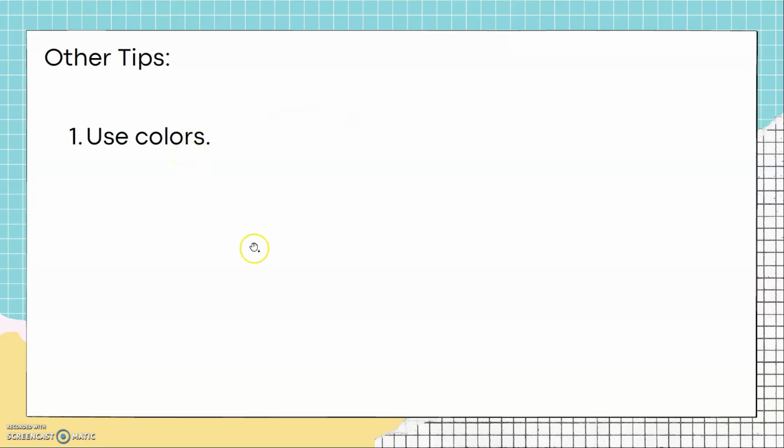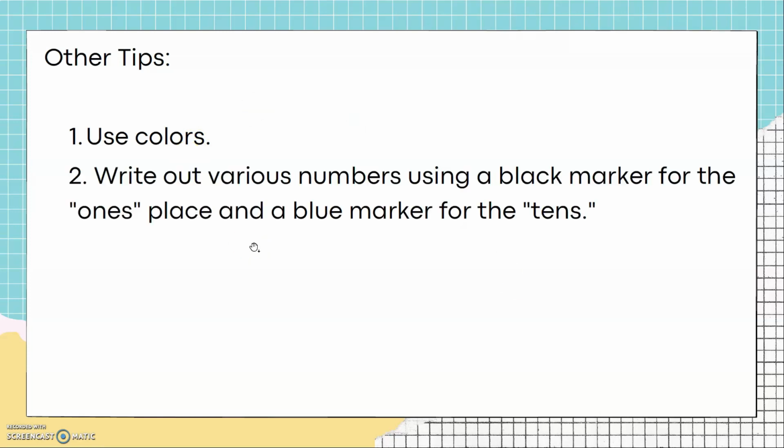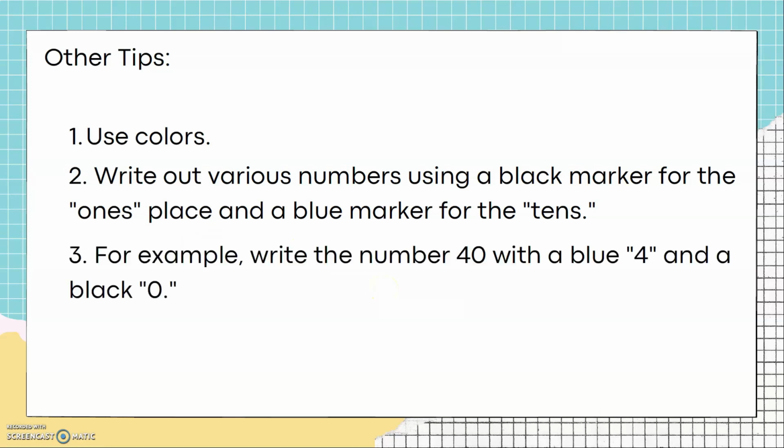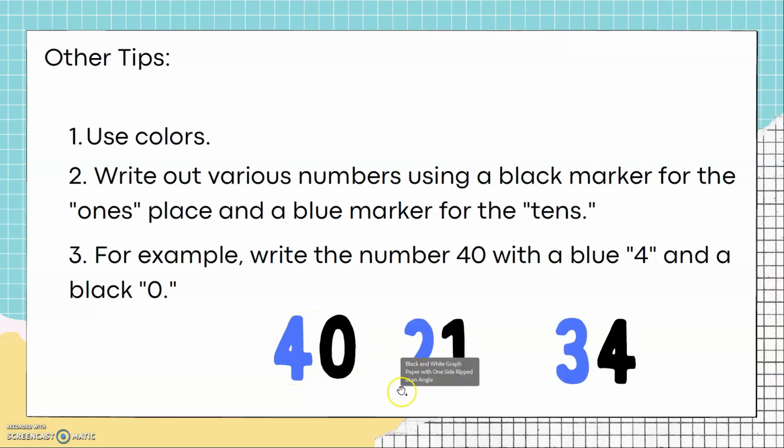Other tips. It is advised for us to use colors. Write out various numbers using a black marker for the ones place and a blue marker for the tens. For example, write the number 40 with a blue 4 and a black 0. Just like this one, black for 0 and blue for 4. Again, black for ones and blue for tens. Meaning to say, 0 is in the ones place and 4 is in the tens place.